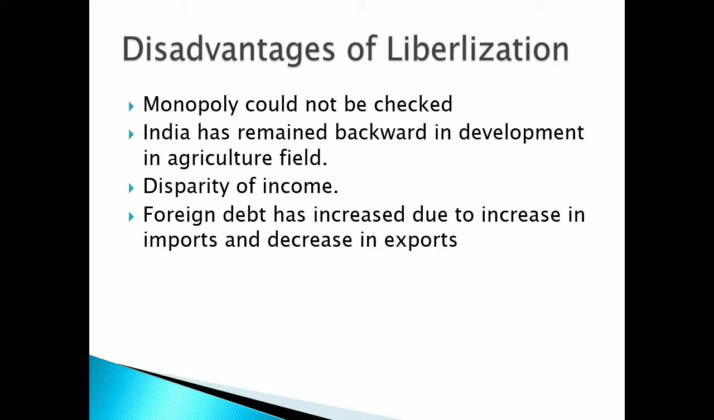Foreign debt has increased due to increase in imports and decrease in exports. As we import more and more from foreign countries, we need to pay the money, and this payable amount becomes much higher, which creates foreign debt. So the foreign debt has increased because of the increase in imports and decrease in exports. So these are the four disadvantages of liberalization. Now let's read about privatization.